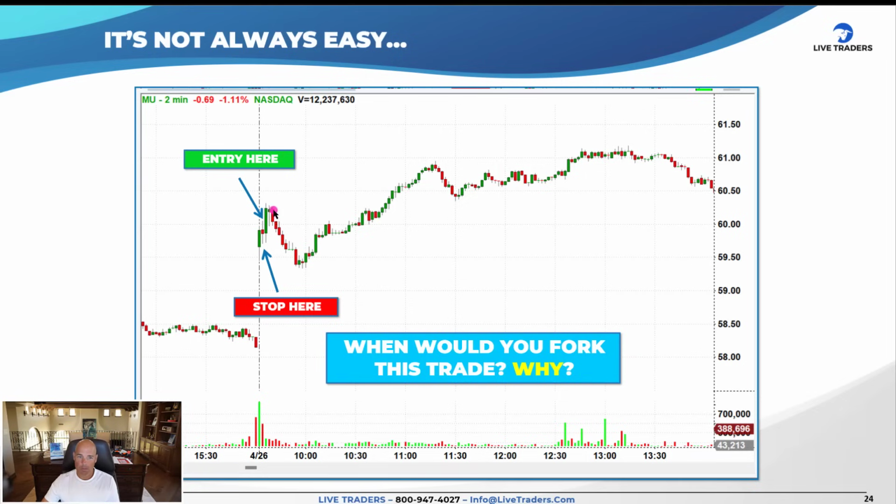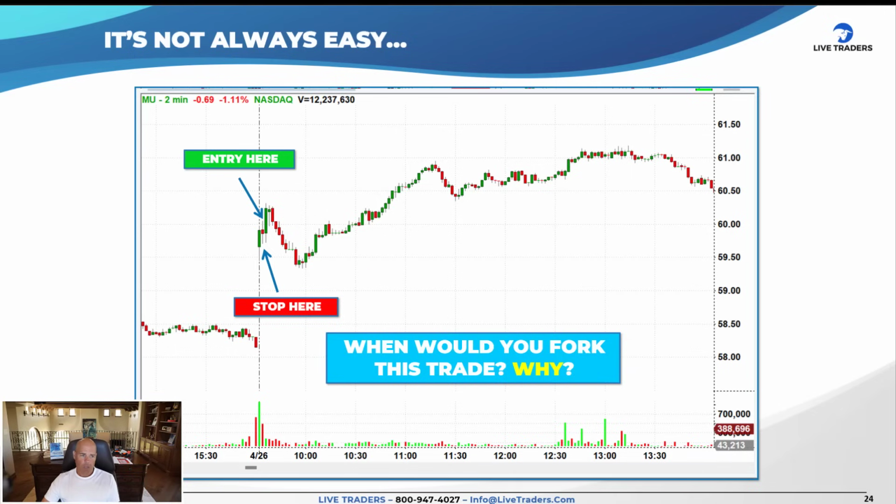So you have no real reason to be concerned, and then just what happens? It just fails, breaks the low of the day, and then works. This is a tough one. Would you fork this? Probably not. There's no real great area to fork this trade on.